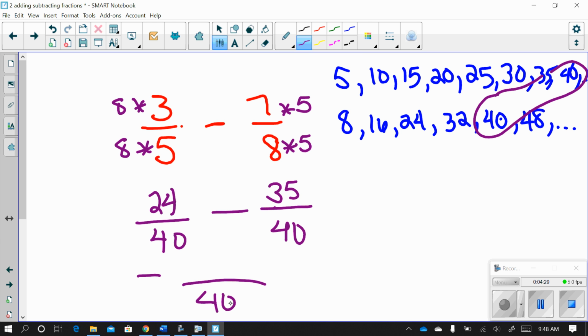Well, to subtract integers, remember, we can kind of just flip it around. What's 35 minus 24? Well, that's 11. So 24 minus 35 is negative 11. So my answer is negative 11/40. That cannot be reduced any further, so we are done.